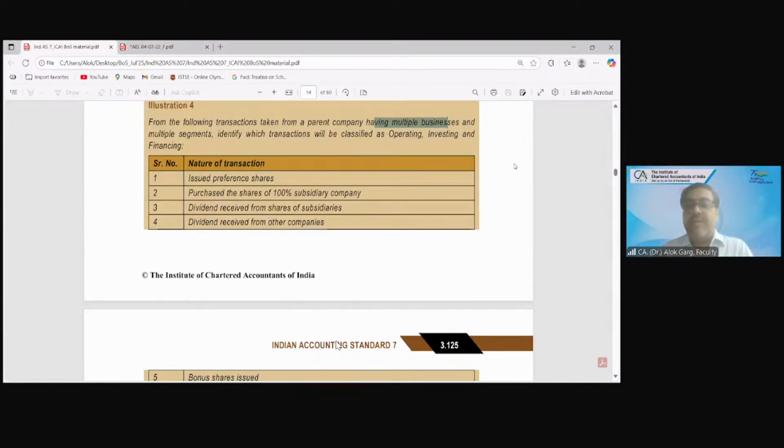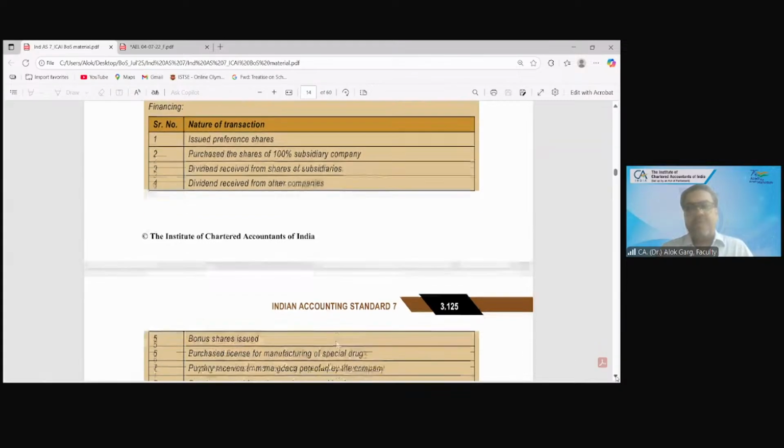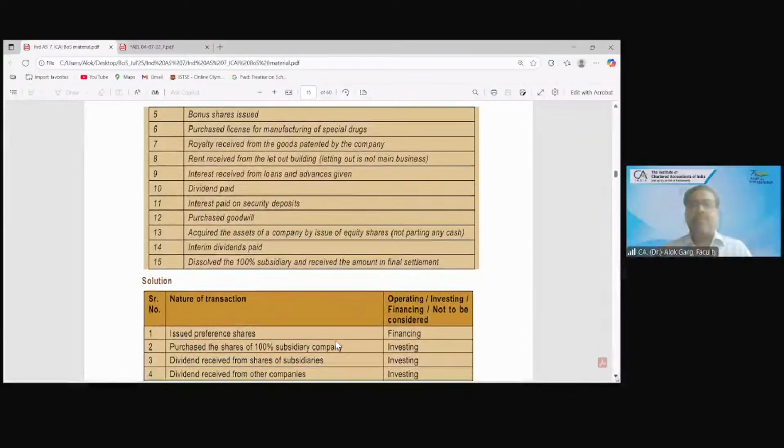Dividend received. Investing activity. Dividend received from subsidiary, dividend received from other company, it's all investing. It doesn't matter whether it is from your own subsidiary or from another company, it is all investing. Bonus share issued. Not a cash item, a non-cash item. In bonus shares, there is no movement of cash. It's a non-cash item. If there would have been the involvement of cash, then financing. But in bonus shares there is no movement of cash.